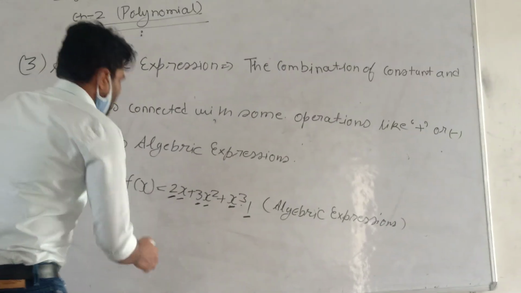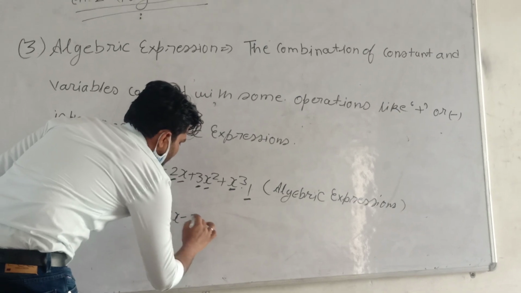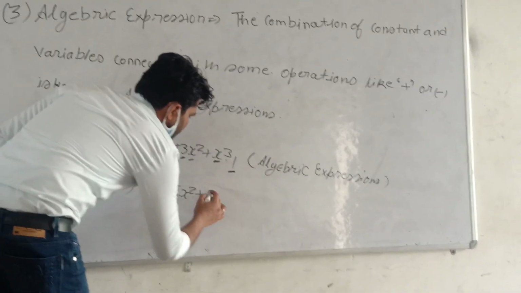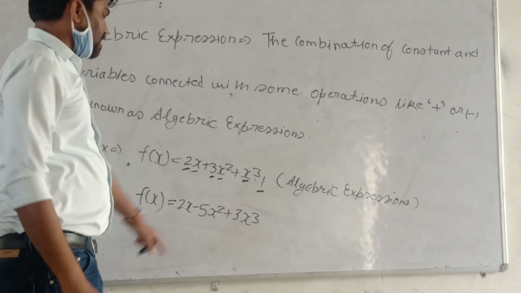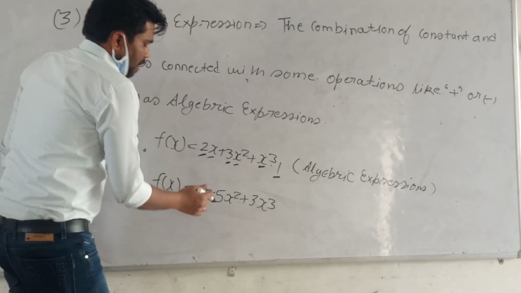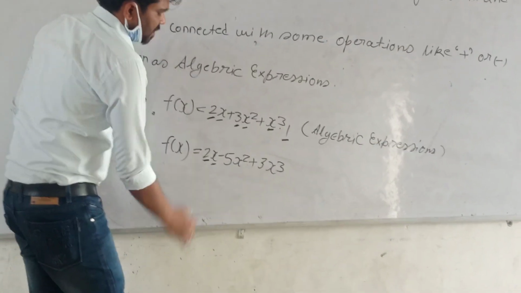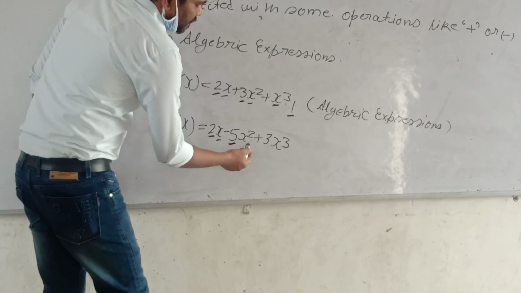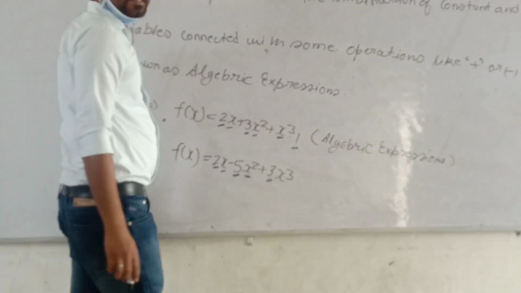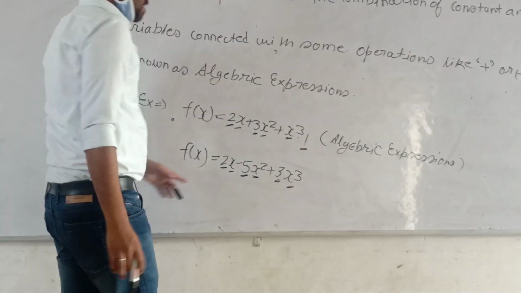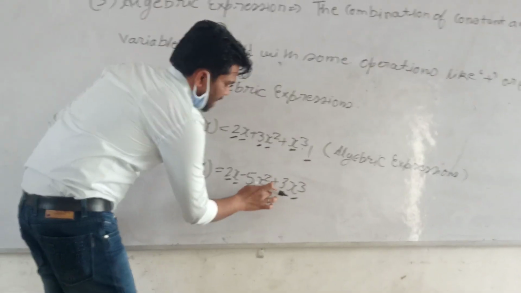Okay, and second example is f(x) is equal to 2x minus 5x square plus 3x cube. In this example we can see the combination of constant and variable, in which the constant is 2 and variable is x, and in this term the constant is 5, variable is x square. In this term the constant is 3 and variable is x cube. It is separated by plus or minus signs, plus sign, minus sign, plus sign.